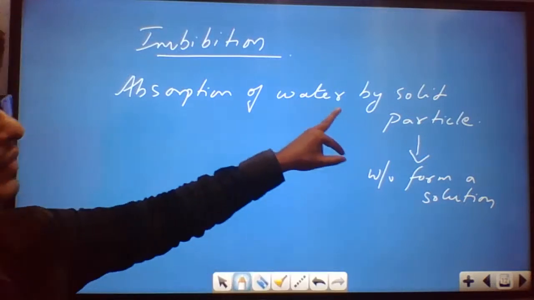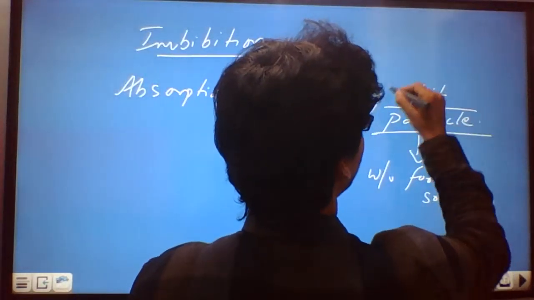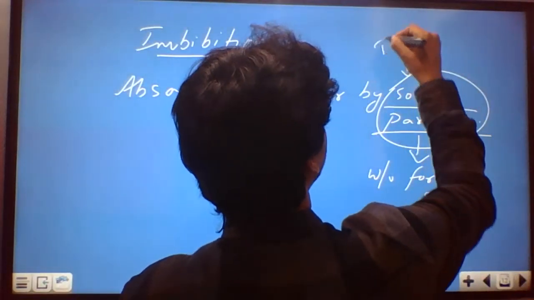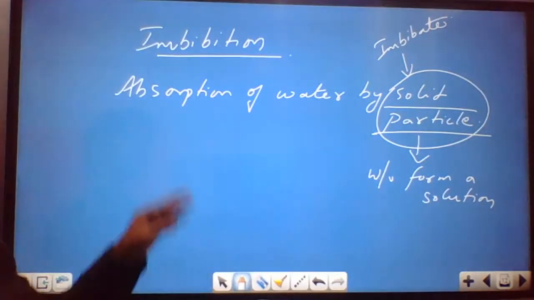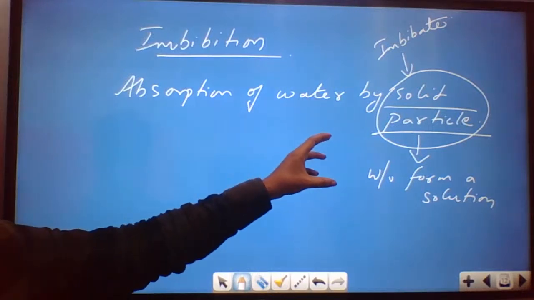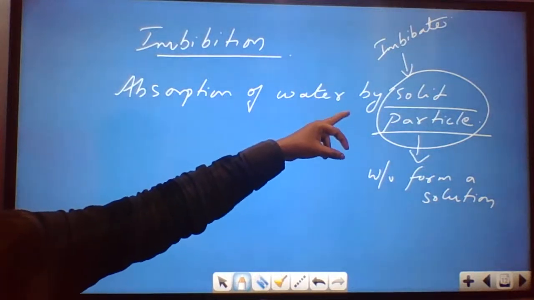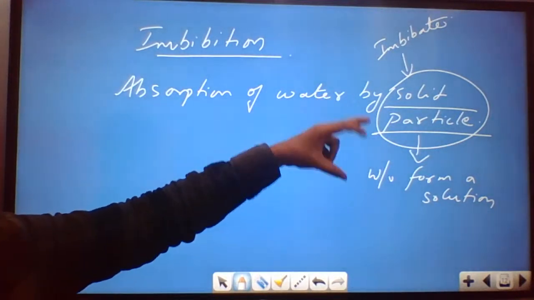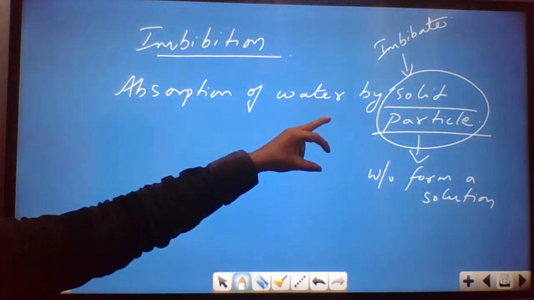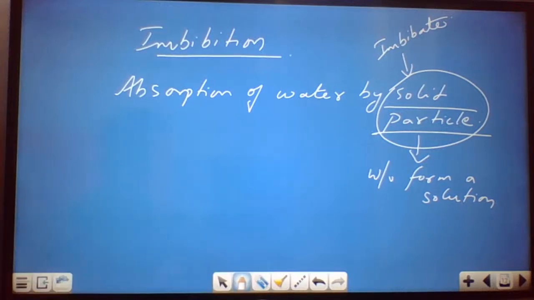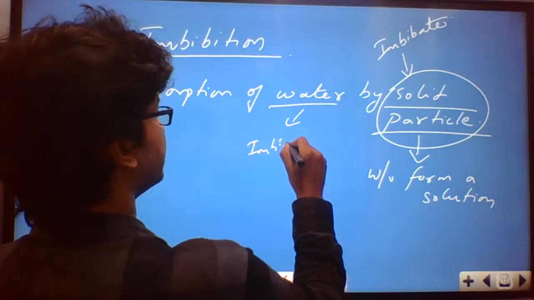The solid particle which is absorbing is called the imbibant. This might be a seed or dry wood; these are examples of the imbibant. The water which is getting absorbed by the solid particles is called the imbibate.